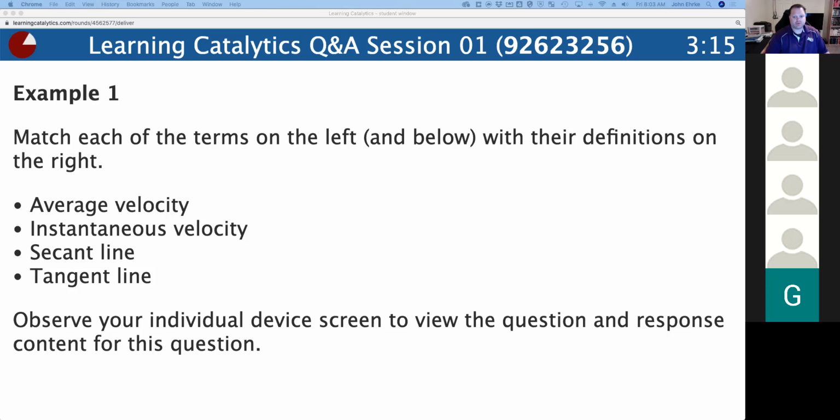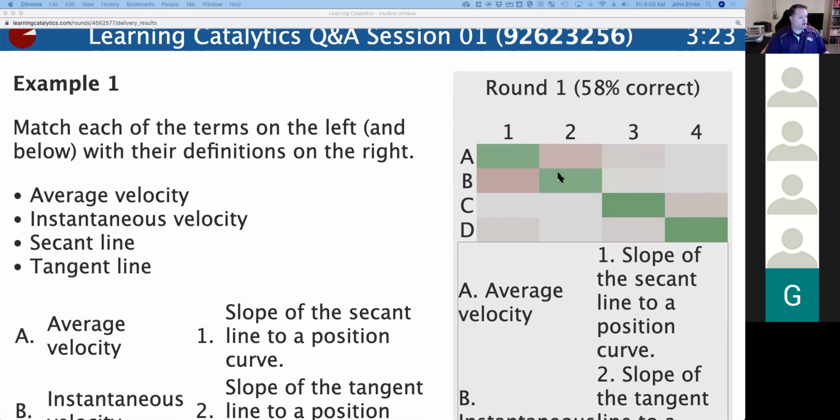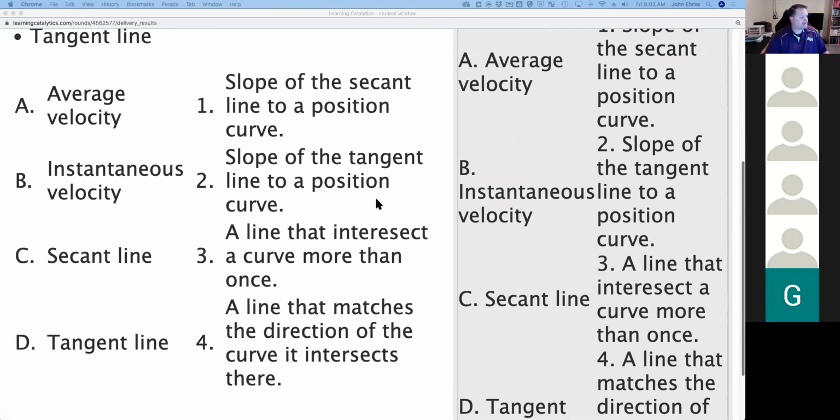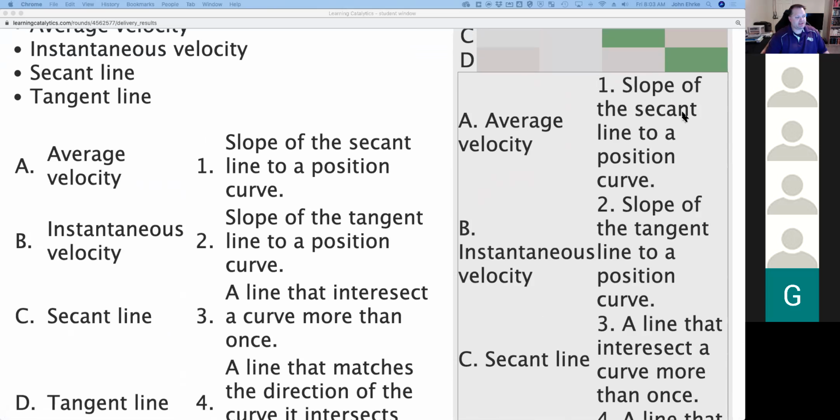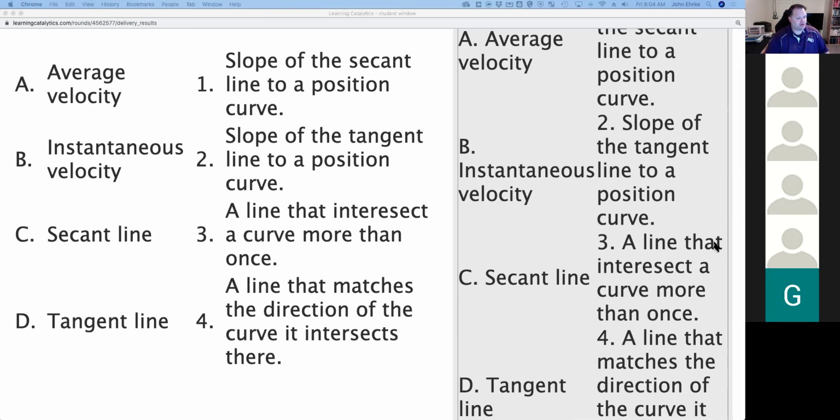All right, so here are the results. More than half of us got it exactly right. The matching here: the average velocity is the slope of the secant line to a position curve. So we talked about this in class last time. Average velocity is the slope of a secant line to a position curve. A secant line is a line that cuts through multiple points of the same curve. So that would be C, matching with a line that intersects a curve more than once.